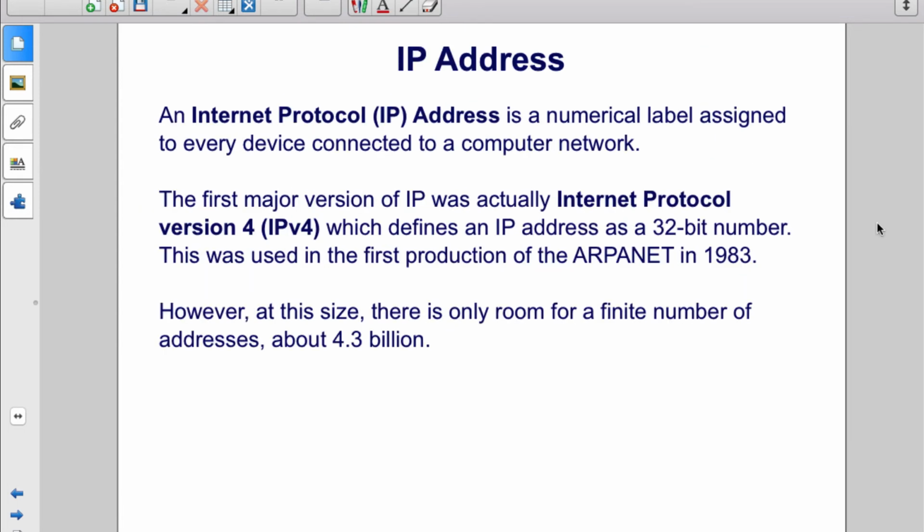An Internet Protocol, or IP address, is a numerical label assigned to every device connected to a computer network. The first major version of IP was actually Internet Protocol version 4, IPv4, which defines an IP address as a 32-bit number. This was used in the first production of the ARPANET in 1983. However, at this size, there's only room for a finite number of addresses, about 4.3 billion.